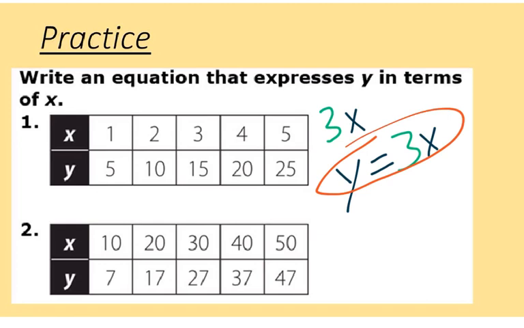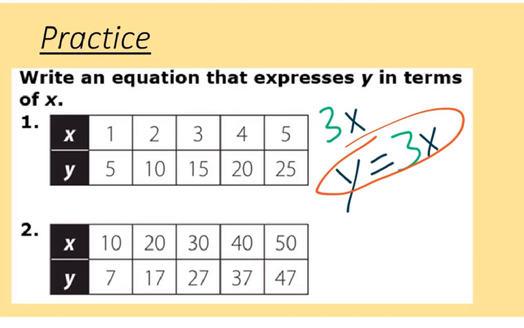Okay, looking at number 2, again, let's just go back and look. We have a 10 that produces a 7. That's a little different. The y is actually less than the 10. Here, an input of 20 produces a 17. 30 produces a 27. What we have here is that the y is 3 less than the x in each one of these examples.